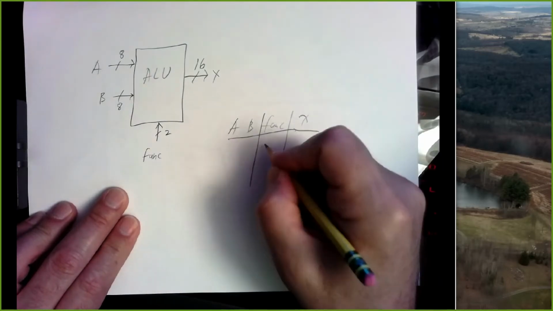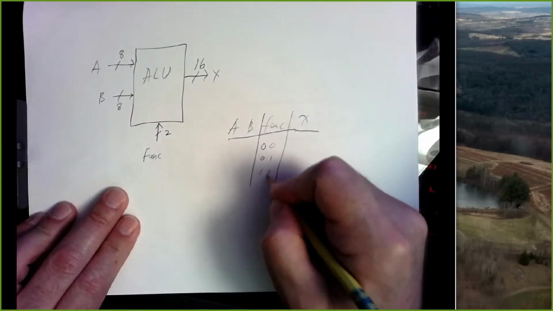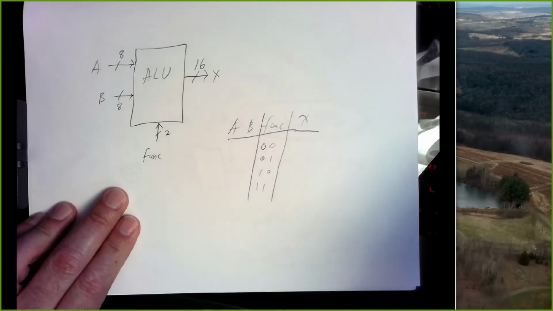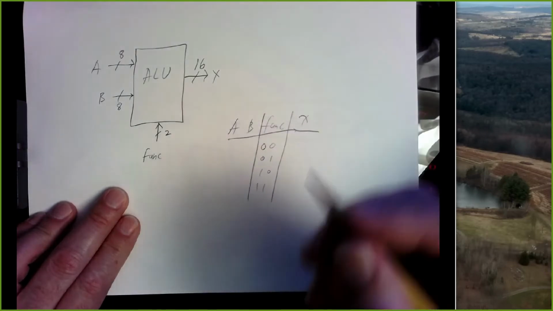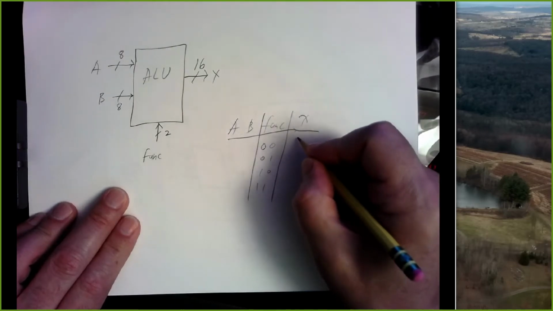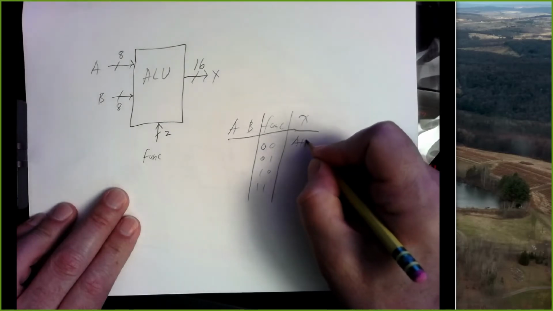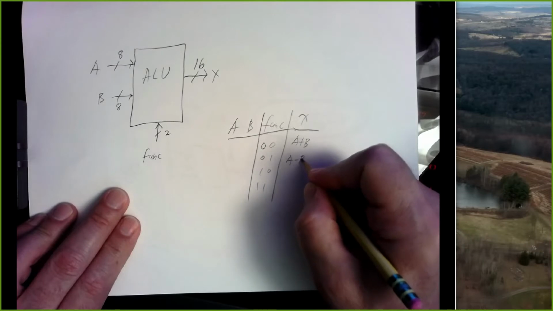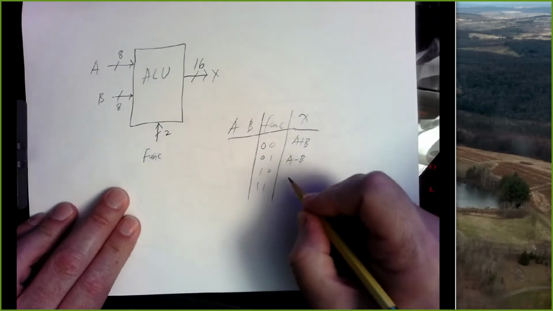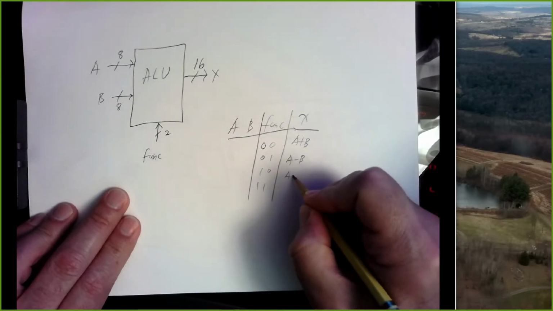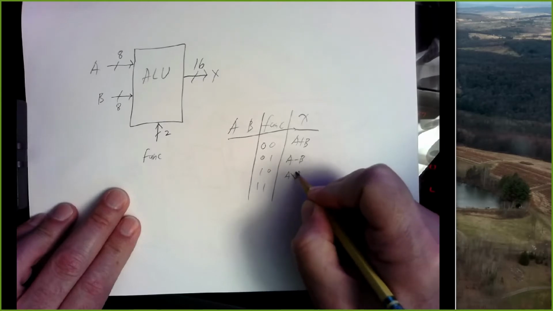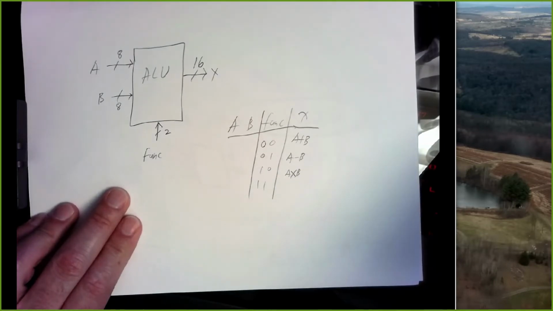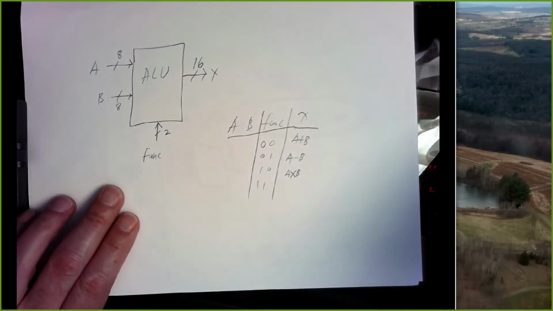Well, we got 2 bits, so we got 4 possibilities. And so maybe I'll say if my function inputs are 0, 0, my output's going to be a plus b. If my function is 0, 1, my output will be a minus b. If my function is 1, 0, my output will be a times b. I'll do a cross so it's not an and. And if my function is 1, 1, I don't know.